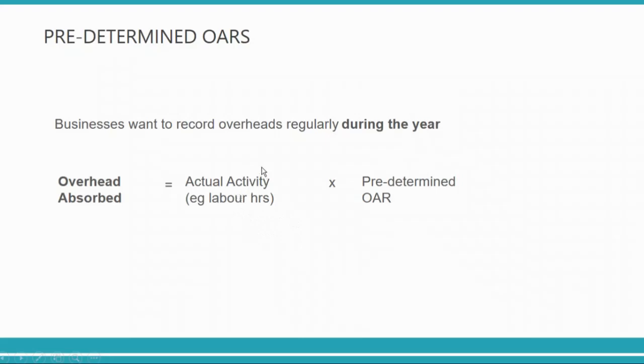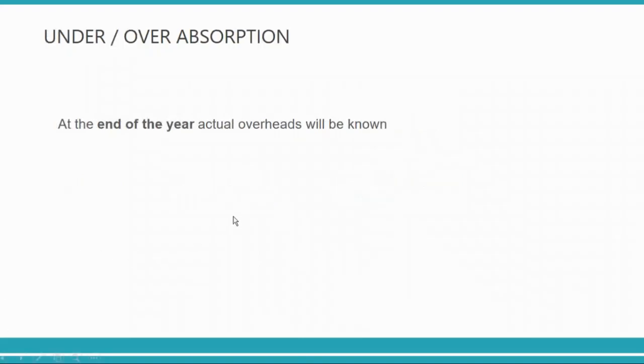Which means actual activity, 900 tables, multiplied by $5. Now how much I am spending in reality, that's a different case. But this is what I have collected from my customers based on my actual activity. It is called overhead absorbed. At the end of the year, actual overheads will be known. As I told you, during the year you are selling tables and collecting $5 per table. So this is called absorbed overhead, recovered overhead.